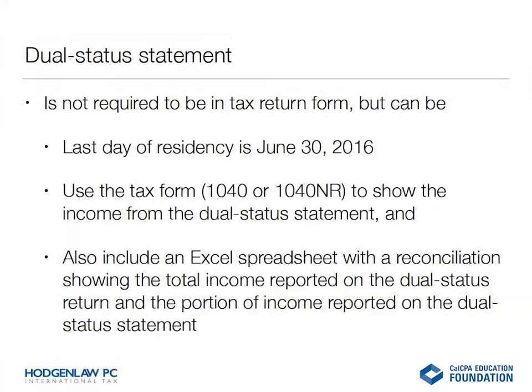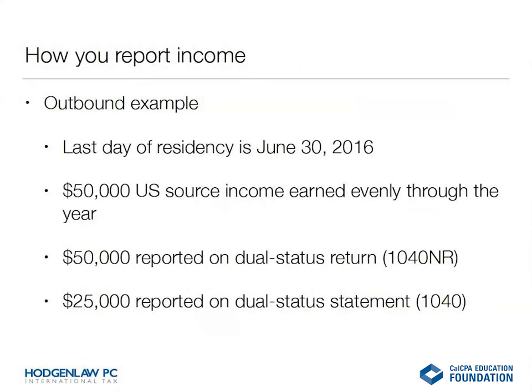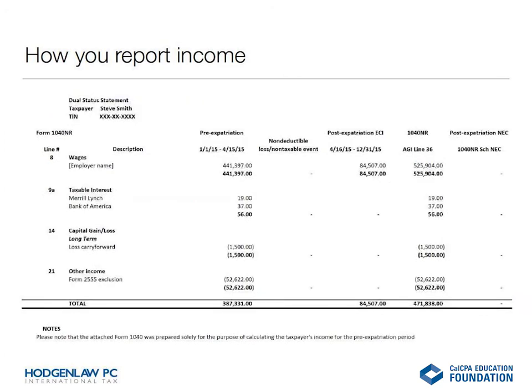And so here's how we tend to report the income. Let's say in an outbound example, last day of residency is June 30th, 2016. Say you had $50,000 of U.S. source income earned evenly through the year. We would put the $50,000 on the dual status return on the 1040-NR and then show that $25,000 of that was from the dual status statement period.